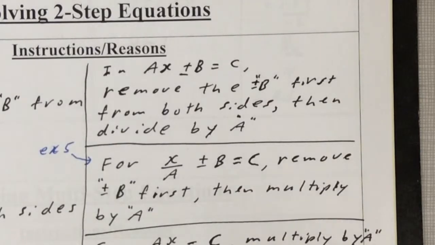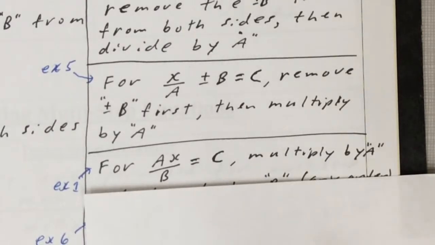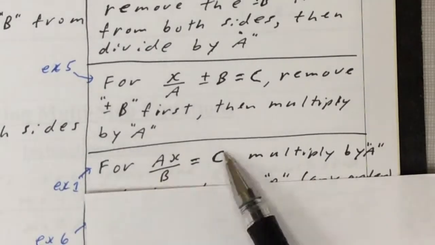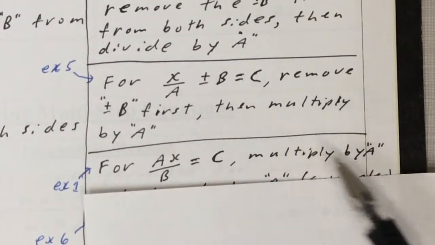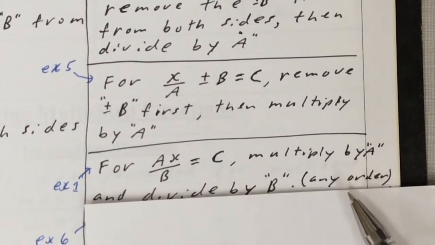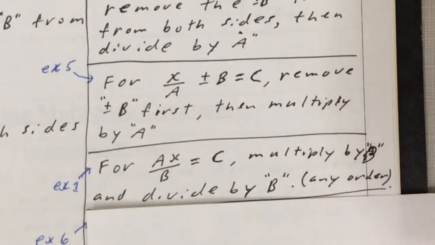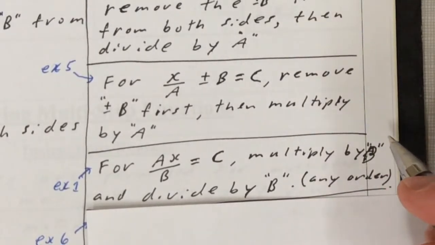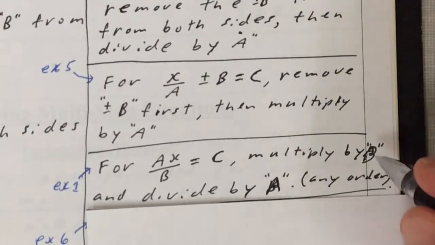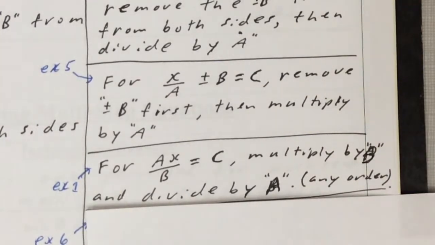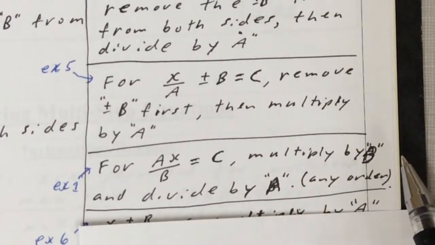Now if you have something like ax over b equals c, this can be done in one step. The one step is to multiply both sides by b over a. But if you need to do two steps, then it should be multiplied by b first, and then divided by a. And it doesn't matter which order. You can divide by a first and then multiply by b, or the other way around.